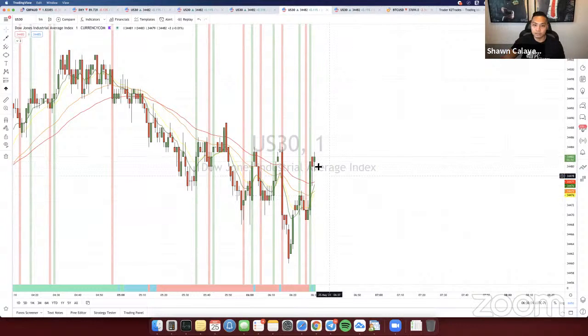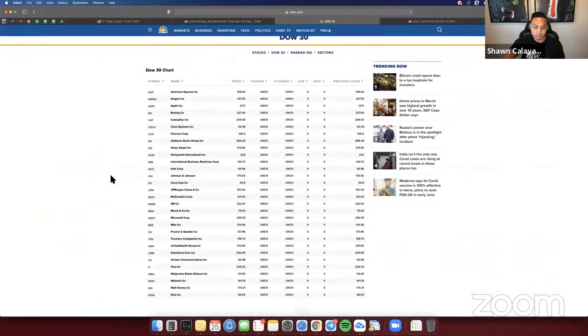Yeah, market didn't move at all. Little to no volatility right now. There we go. Big drop right there. So let's check out the index over here.